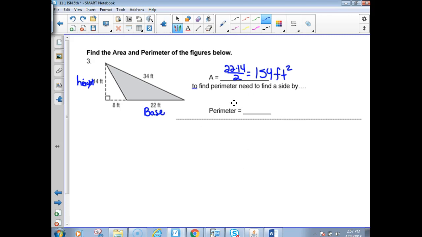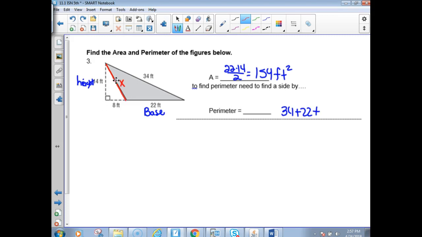All right, now we got to find the perimeter. Uh-oh. Well, so far I only have 34 plus 22. What am I missing? I don't know what you would call that, but I'm missing a side, right? I don't know this. I need it. So to find that, I'm going to call it x.